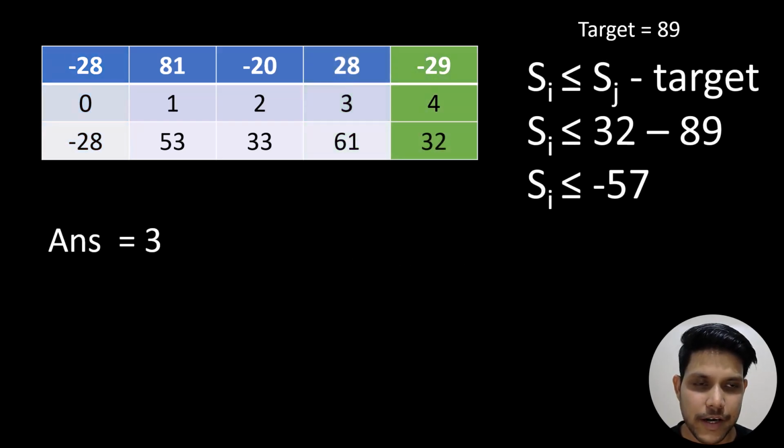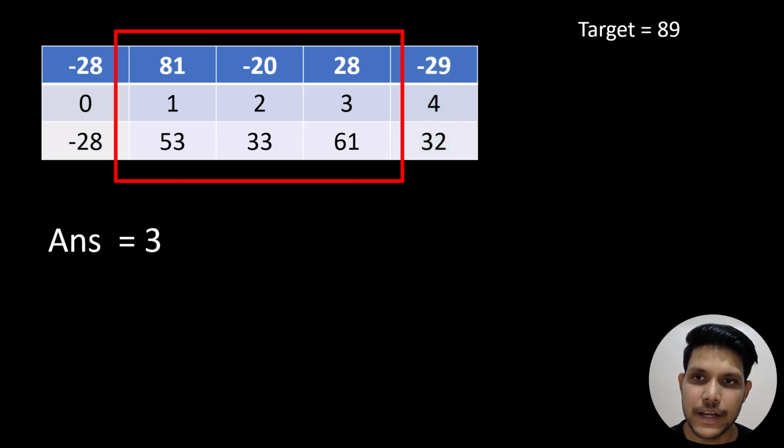Over there we'll find out if we can find an index for that as well. We need to find the sum which is less than or equal to minus 57. We do not find that, so we complete our iteration. We find the answer is 3. So that is the result that we need to find. If you add the 3 values, it will give us the target of 89. So this is the right answer.